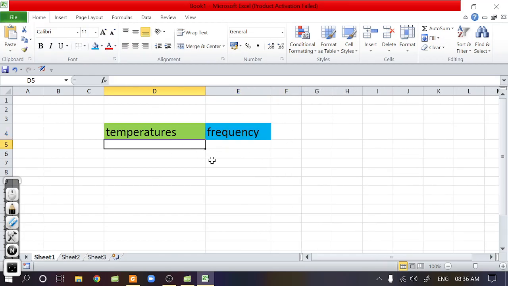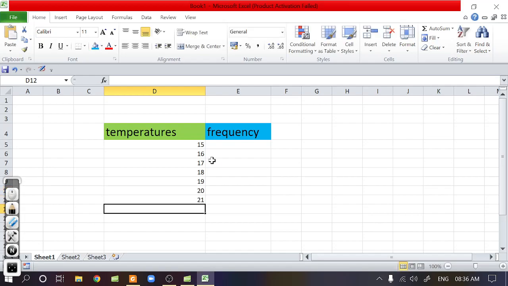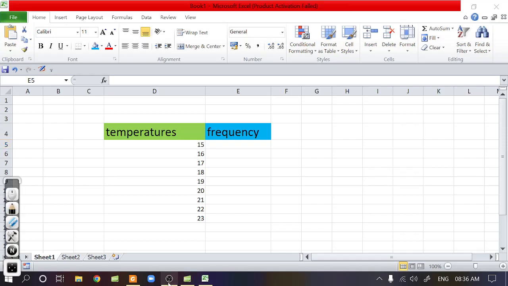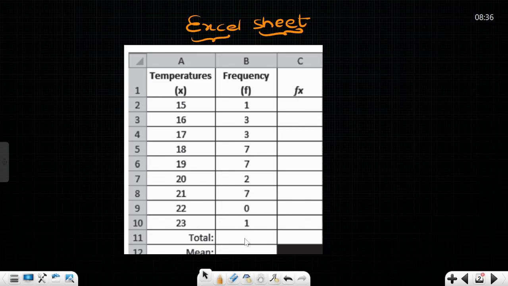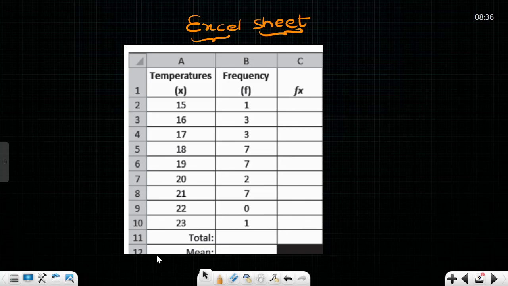Now temperatures are given as 15, 16, 17, 18, 19, 20, 21, 22, 23, right? The frequencies are given as, let me once check whether the recording is continued or not. Yeah, recording is continuing. Frequency is given as 13377. Let me write it. 377. Then we have 2701.